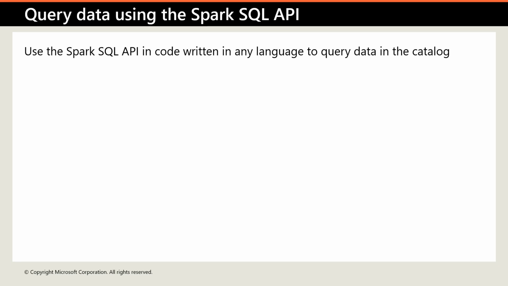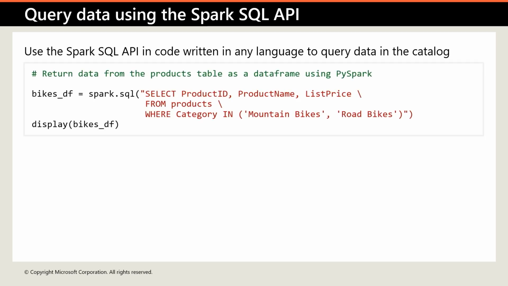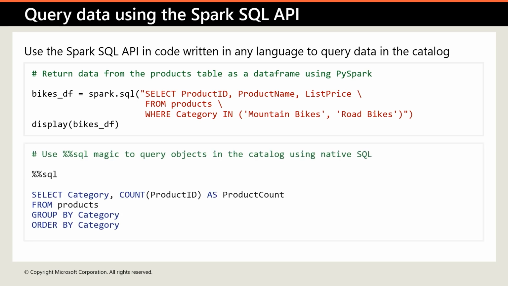You can use the Spark SQL API in code written in any language to query data in the catalog. This is a PySpark code snippet that contains SQL code to query the fields product ID, product name, and list price from the products table, where the category field is equal to mountain bikes or road bikes. This code uses a SQL query to return data from the products table as the data frame bikes_df.